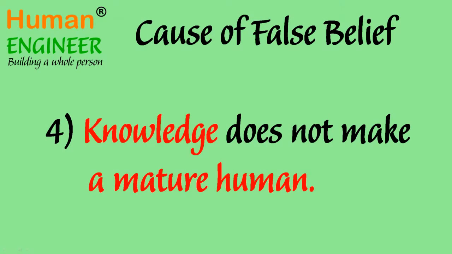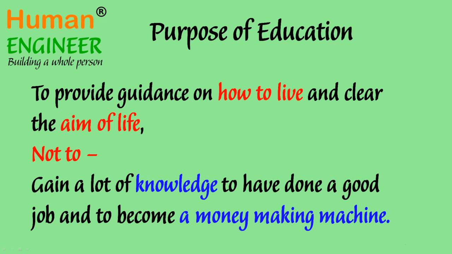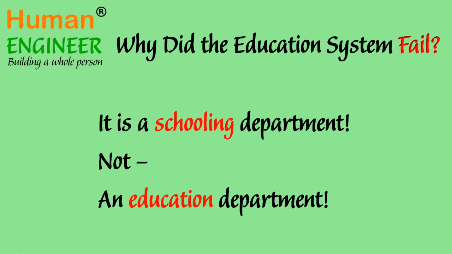Now, case number 4. Knowledge does not make a mature human being. That's right. The purpose of education is to provide guidance on how to live and a clear aim for life, not to gain a lot of knowledge, have a good job, and become a money-making machine. So the question is, many people are aware that our education system doesn't work. It failed. Then why? Because it is a schooling department, not an education department.